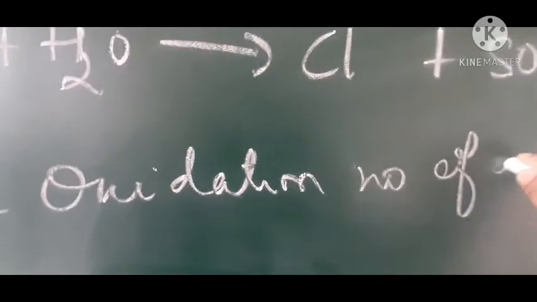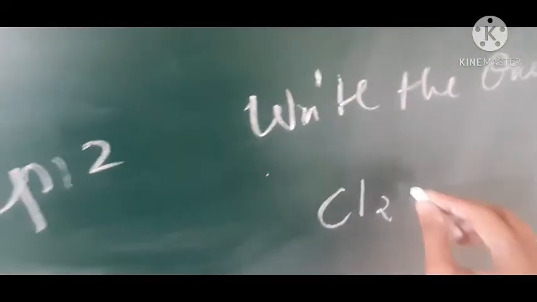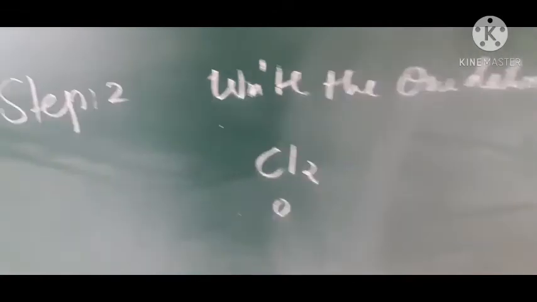Of each element, we don't require the other elements. We require sulfur and chlorine over here. Cl2 is there in a free state, so the oxidation number is 0.